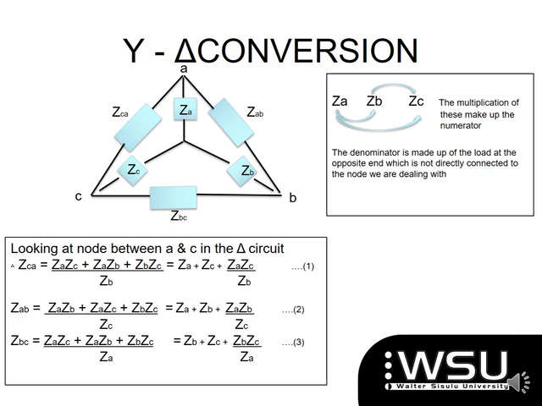But I don't want you to worry if you don't remember the simplest version and you have to do this. Then just know that you do the multiplication of all your numerators and you divide by the impedance that is furthest away from the one that you are looking at.